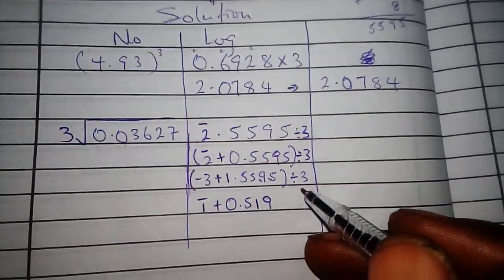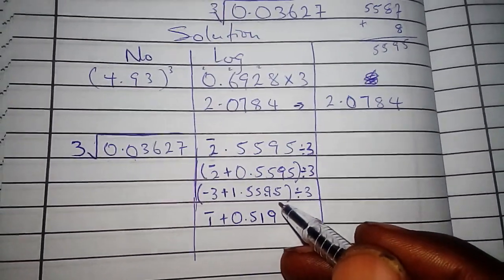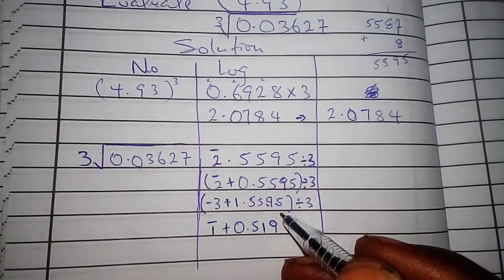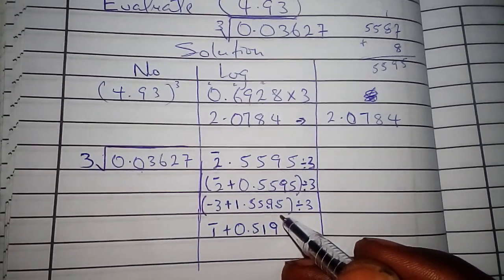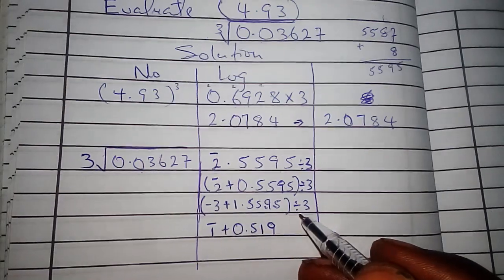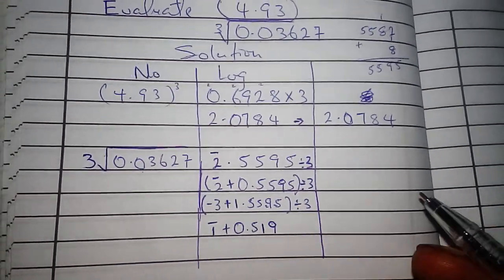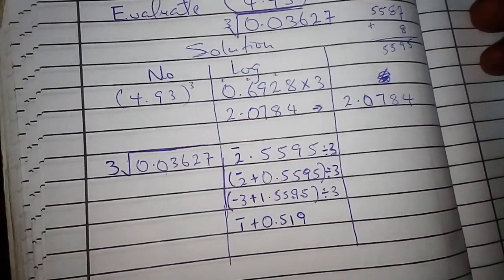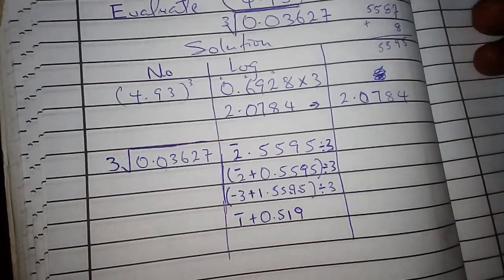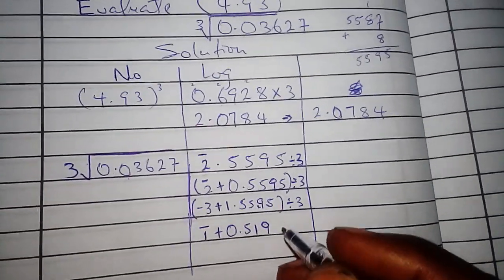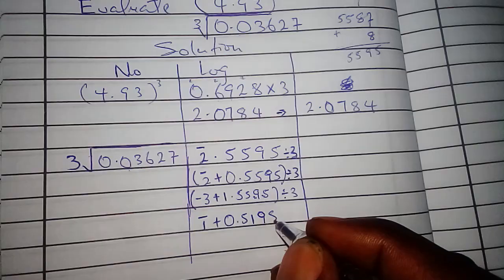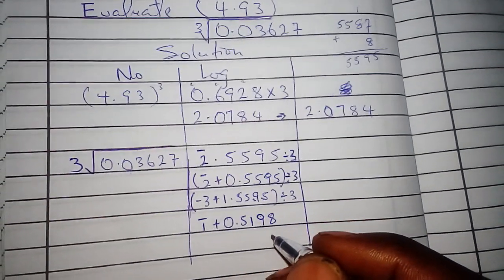So now 3 divide 25 will give me, I think, 8. So let me see the remainder. 8 times 3 will give me 24. So 25 minus 24 will give me 1. So remainder 1. So I have my 8 here.